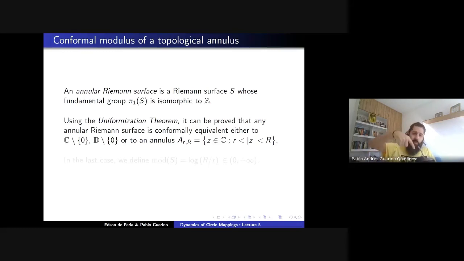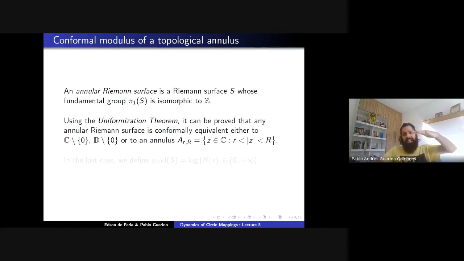So you have a group of Möbius transformations acting on the upper half plane with no fixed point, acting properly discontinuously, in such a way that when you take the quotient of the upper half plane by this group, you obtain a conformally equivalent copy of your Riemann surface. This is a huge statement, which is what the uniformization theorem will tell you for an annular Riemann surface, if you already know that you are not conformally equivalent to a punctured plane, okay?